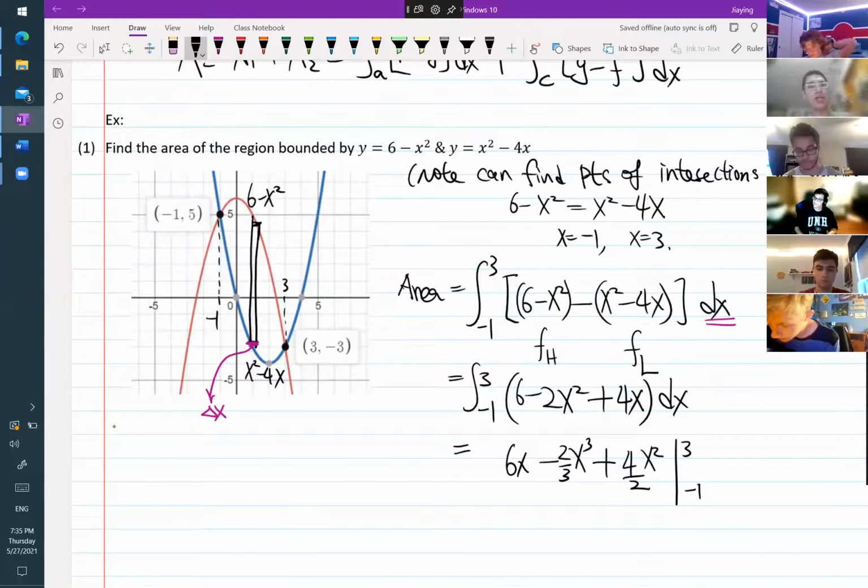The height of the rectangle is always given by the y value of the higher function minus the y value of the lower function. That's why I have a... Do we not need to add a C? No, we don't, because this is a definite integral. So we're looking for values at the end, so we don't need to add a C. If you add it, when we plug in 3 and -1, the C will cancel anyway. It does no harm, but you don't need to add it.